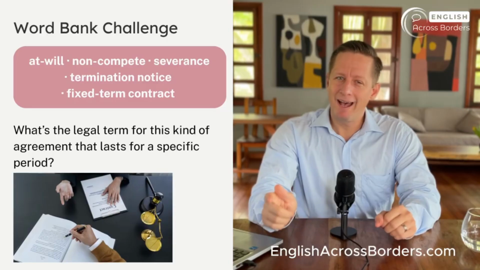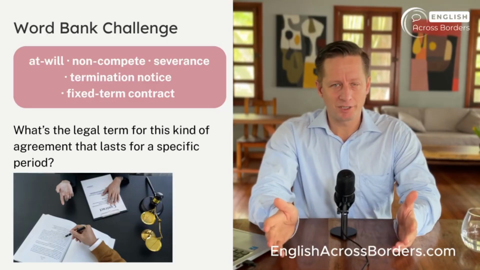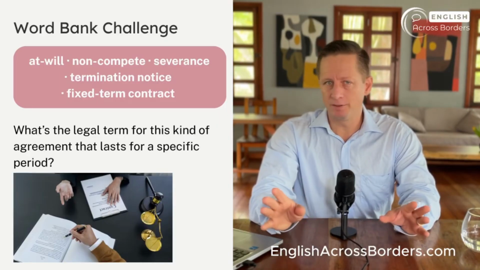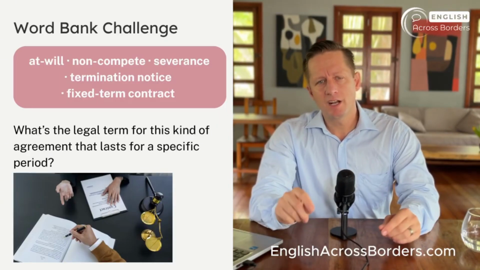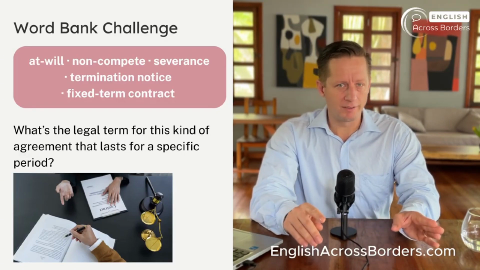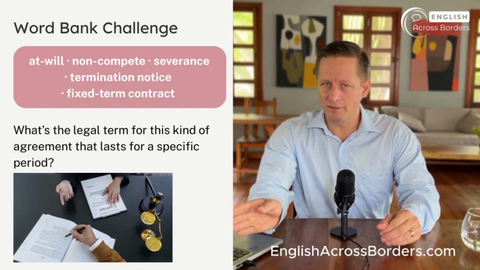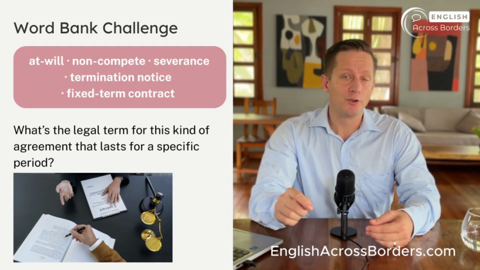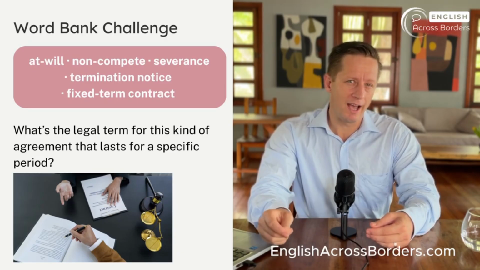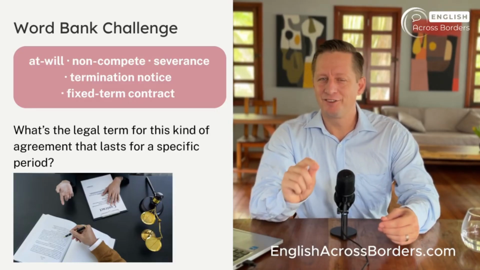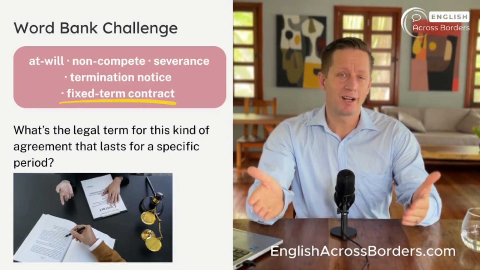Now, imagine a company hires a project manager for exactly 1 year to oversee a big construction project. The contract clearly states the start and end dates, no surprises, no automatic extensions. This setup is common when employers need someone for a specific period or task. What's the legal term for this kind of agreement? The answer is fixed term contract.